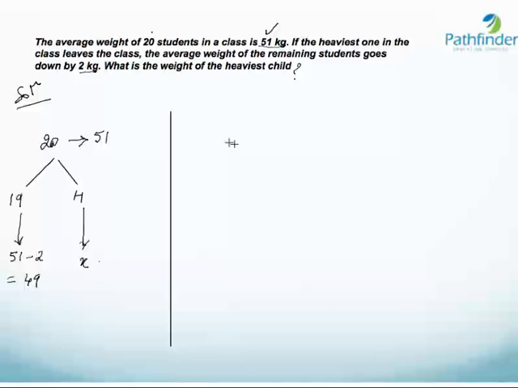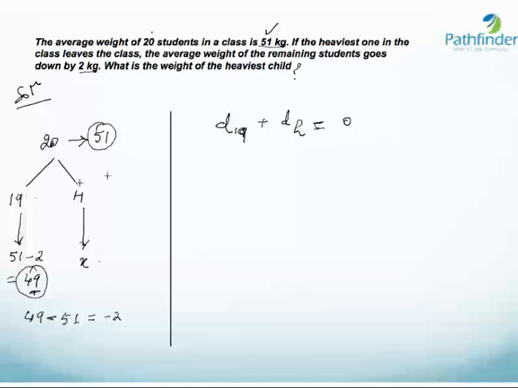Once again, our basic equation will be deviation on 19 students plus deviation of the heaviest student. This sum must be equal to 0. Now, what is the deviation on each of the 19 students? The deviation on each of the 19 students can be obtained by the average weight of each of the 19 students minus the overall average, that is 49 minus 51, and this will give us minus 2.